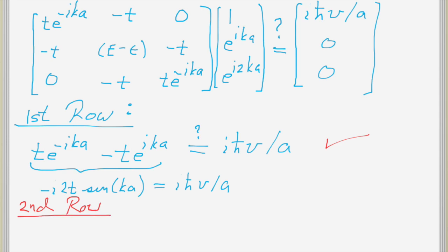So the second row, what do we got for the second row? This is just minus t plus E minus epsilon e to the i k a minus t e to the i 2ka is equal to 0.